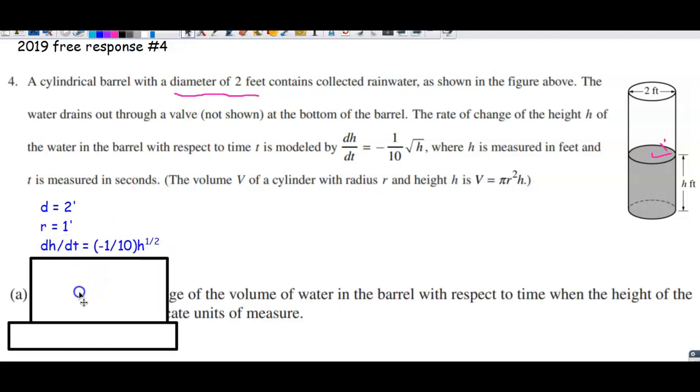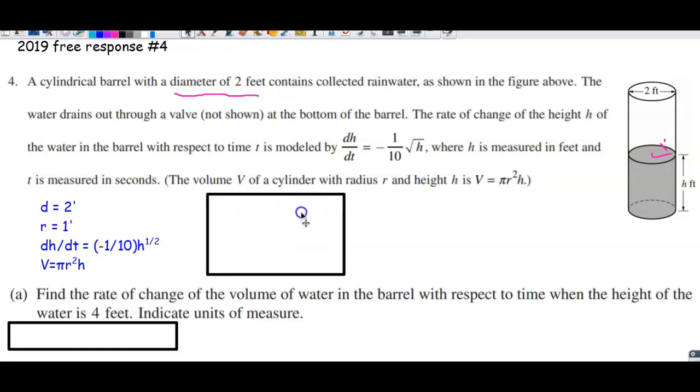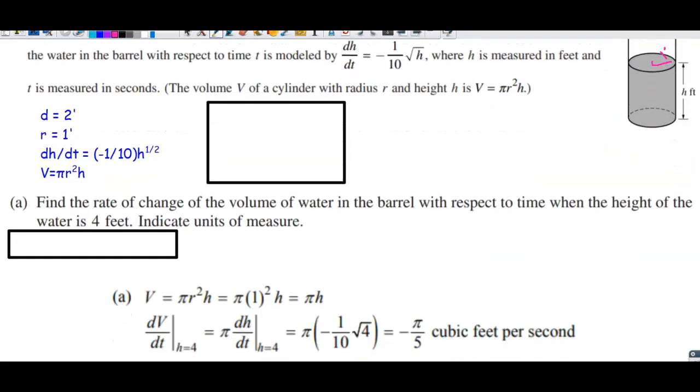The next thing that I noticed is that I have a differential equation of dH/dt, and I wrote it without a square root. I wrote it with h to the 1/2 power. And I have the formula for the volume of a cylinder, which is pi r squared h. All right, so there's my box of knowledge and the information that they've provided for me. Let's find out what we're doing next.